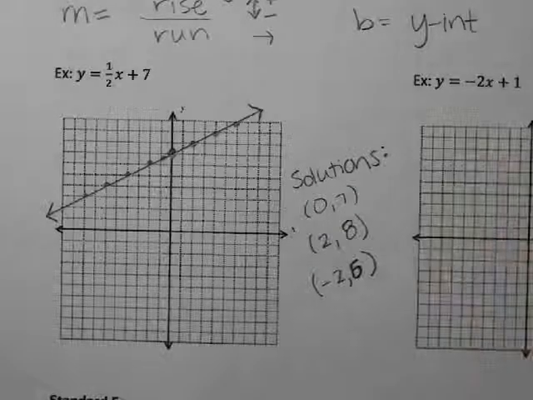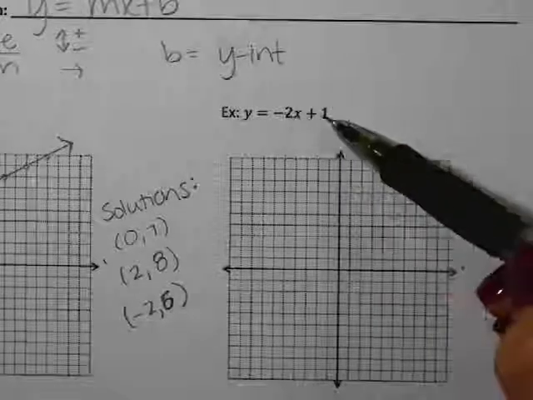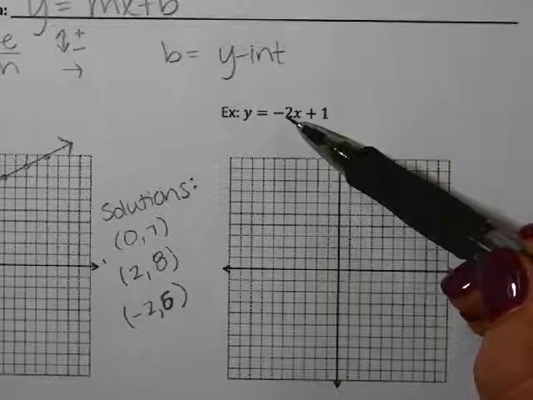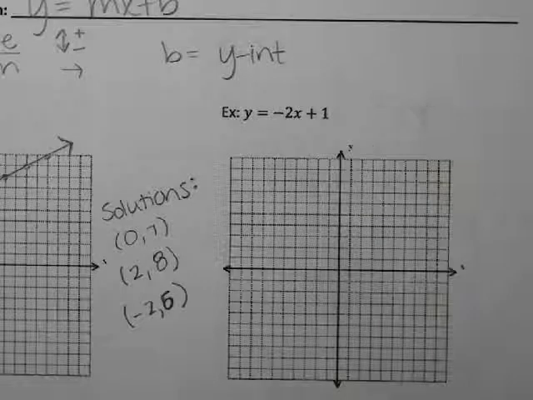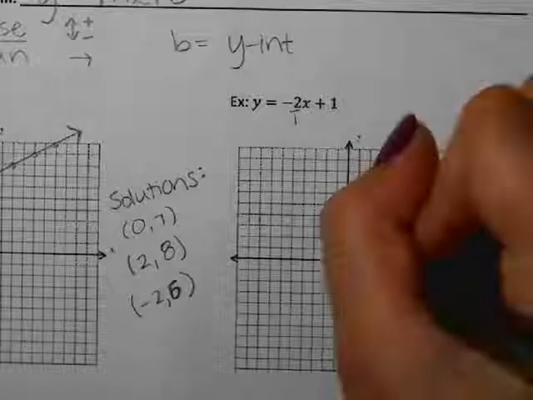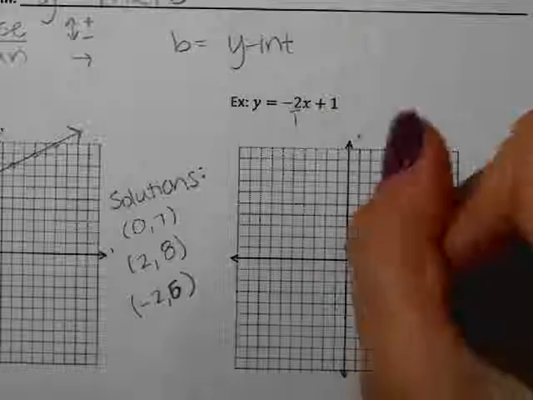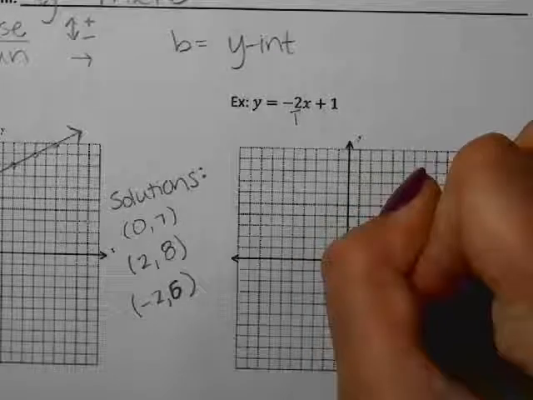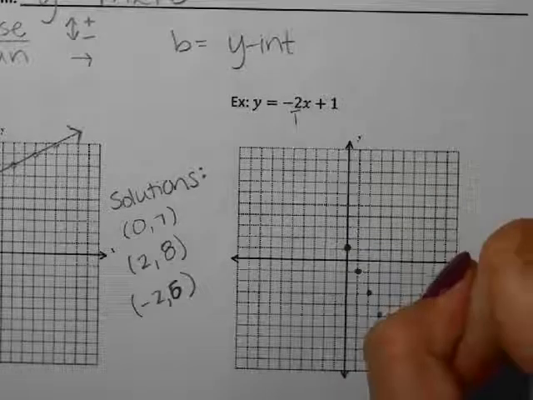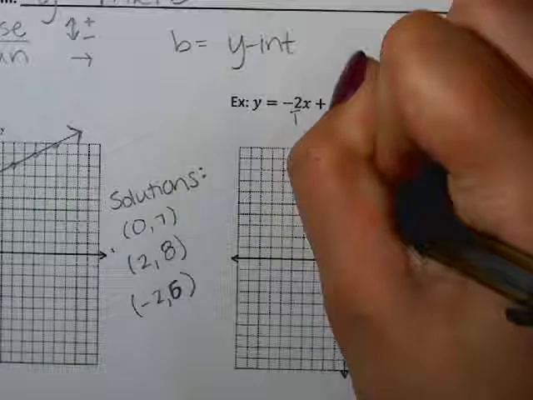Perfect. All right. For the next one, we have our m and we have our b, but the m is written as a whole number. We need it to be written as a fraction. How do we do that? Put it over 1. Perfect. Okay, so where should we start? Start at 1. And then what do we do from there? Down 2, right 1. Down 2, right 1. Down 2, right 1. And then when we run out of space, we can go backwards. So up 2, left 1, up 2, left 1.